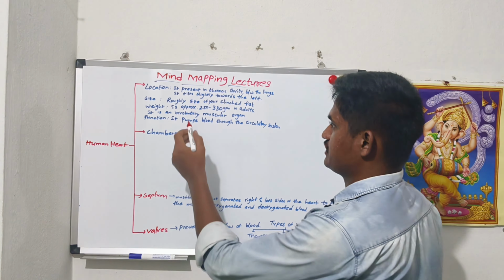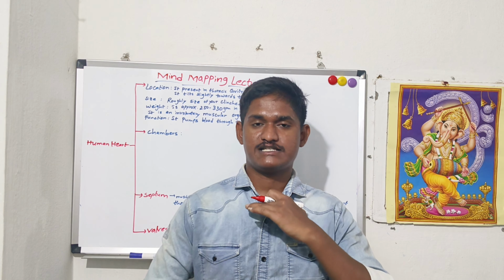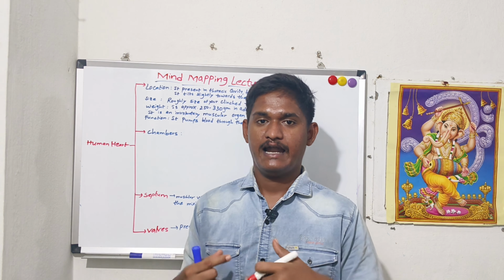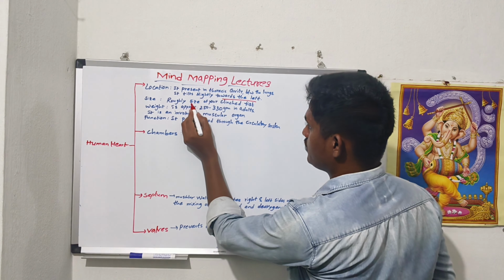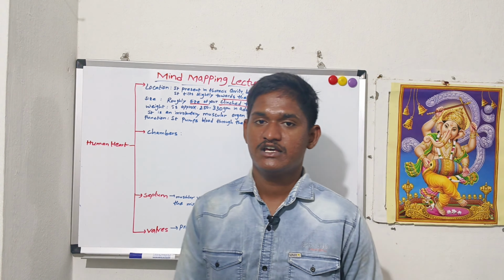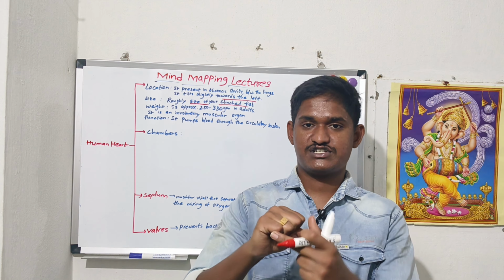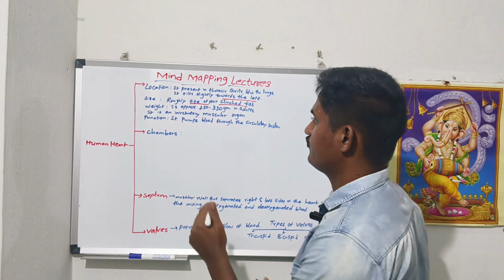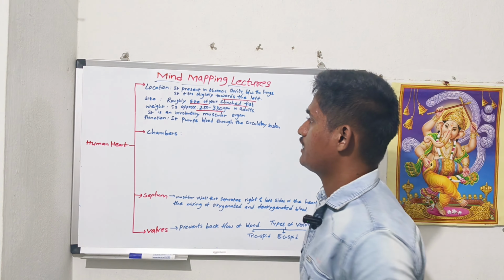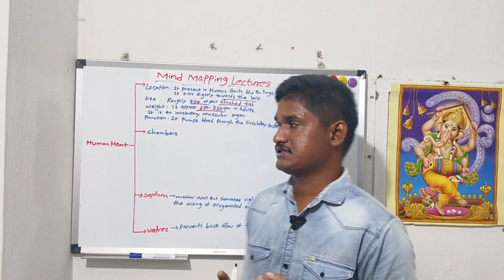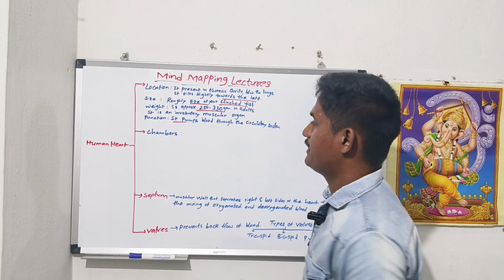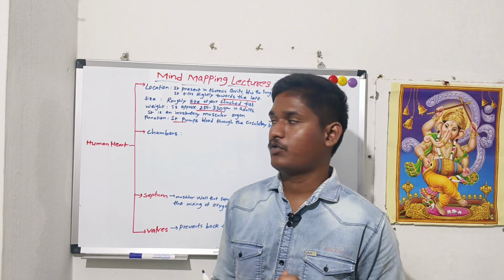Human heart, its location: it is present in the thoracic cavity between the lungs and it tilts towards the left side. Size of the heart: it is roughly the size of your clenched fist. Clenched fist means if you close your fingers like this, this is the size of your heart. And the weight of the heart is approximately 250 to 330 grams in adults, and it is an involuntary muscular organ. The entire heart is made up of muscles, and its function is to pump the blood through the circulatory system throughout the body.